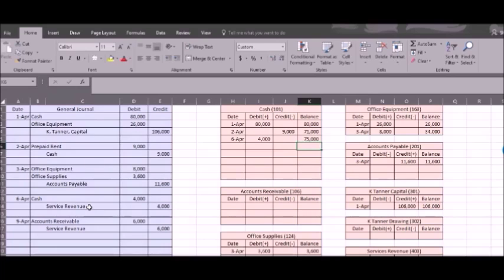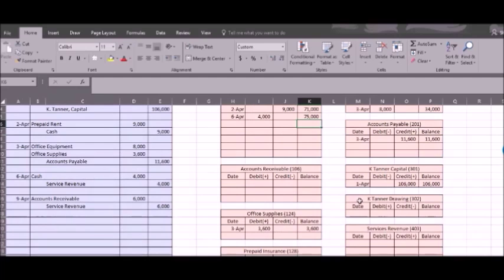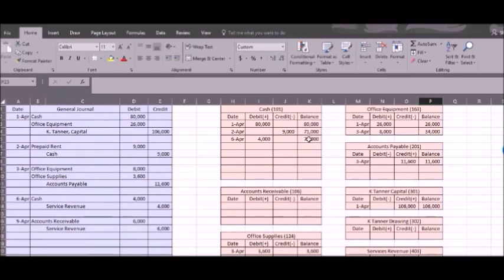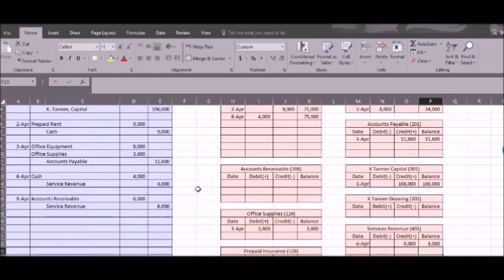Why did we get that cash? Because we earned it, right? Service revenue. So I come down here and I find service revenue, and what day do we do this? 4-6, a credit of $4,000 and a balance of $4,000. So that's posting, right? Now look what we're doing. Now we have a balance in all these accounts, right? If I want to know how much cash I have, I go right to the very last number in this thing. Tells me.